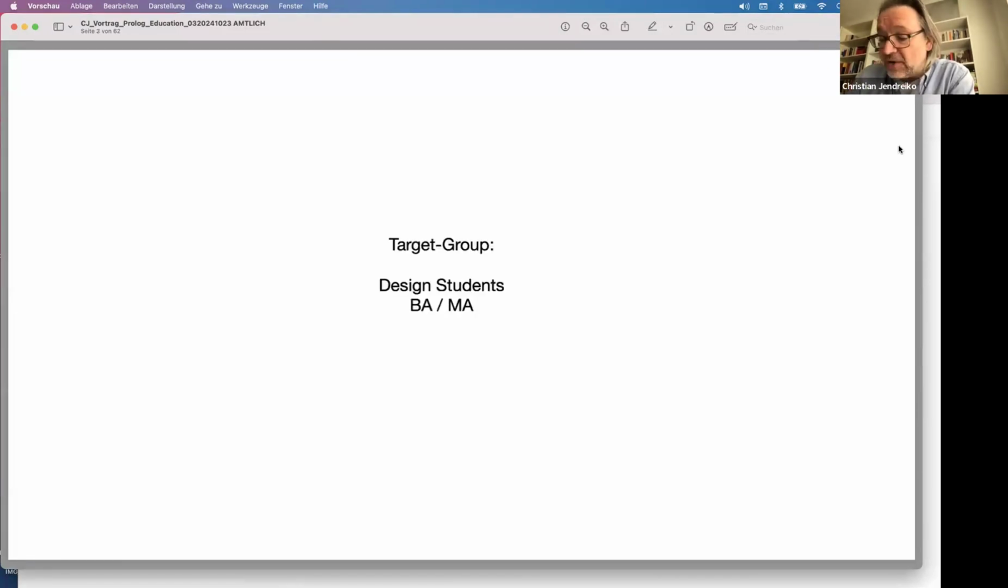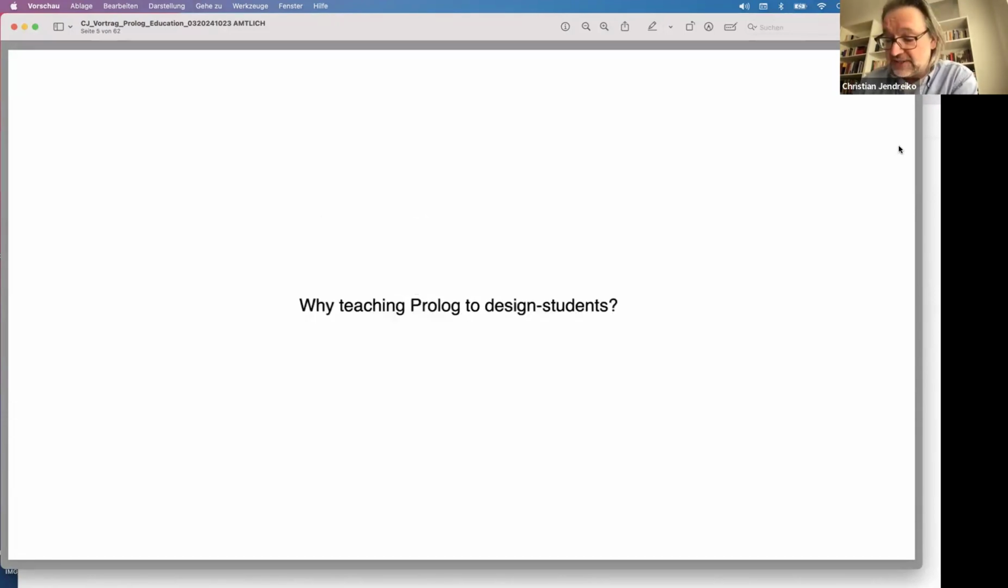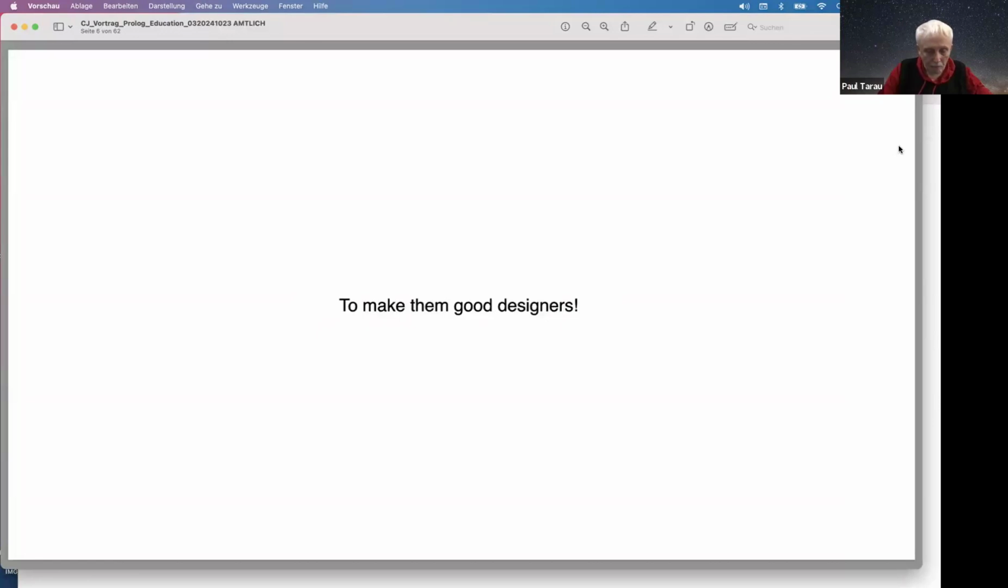Let me say a few words about how design students are so that you get an idea about the target group. Normally design students want to become graphic designers, illustrators, typographers, or photographers. They don't want to become programmers, computer scientists, mathematicians, or logicians. So why do I think it is important to teach Prolog in the context of art and design? Because I think it is important to make the design students good designers.